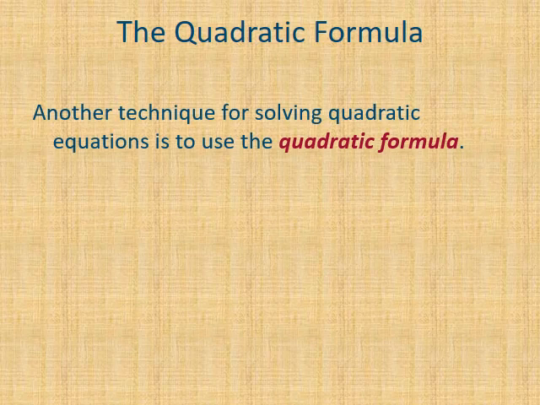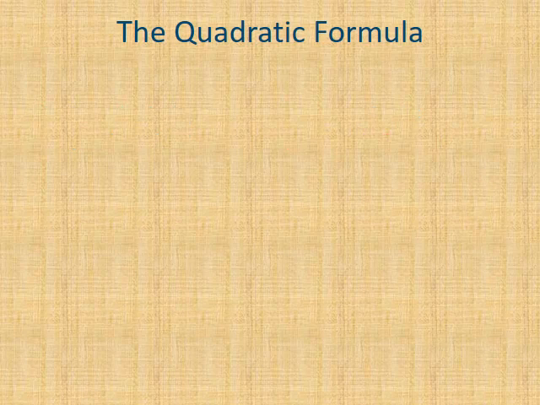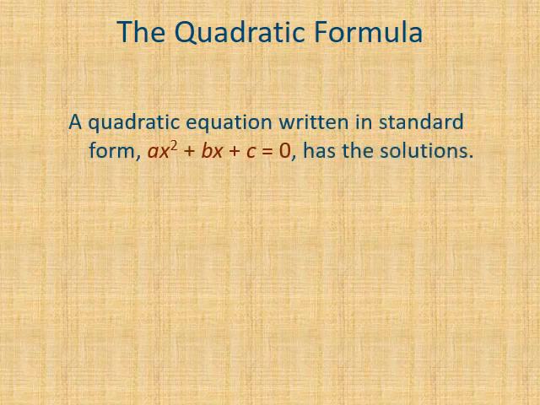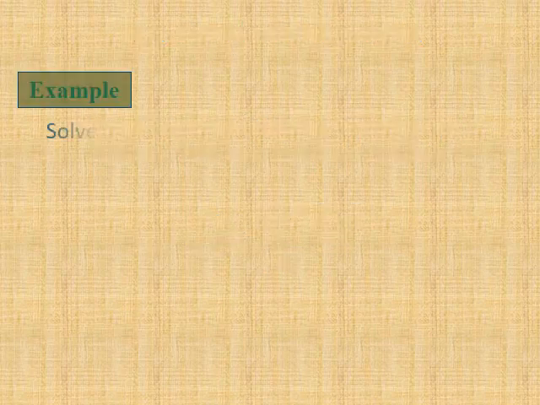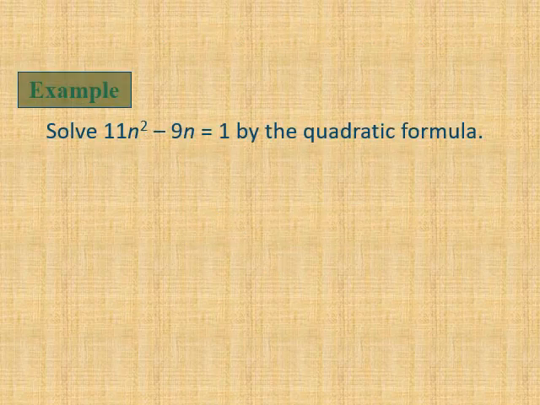The third way is using the quadratic formula, and of course this formula is written in this form. If we say that the function equals ax squared plus bx plus c equals 0, then the solution x equals negative b, where b is the coefficient of x, plus or minus the square root of b squared minus 4ac, over 2a. A is the coefficient of x squared, c is the constant. Another example, here we have 11n squared minus 9n equals 1. We need to solve this using the formula.